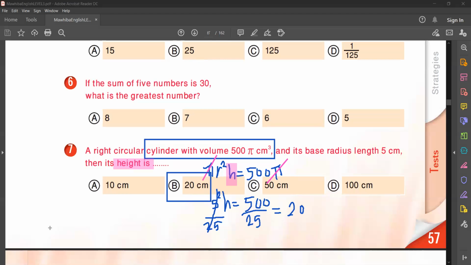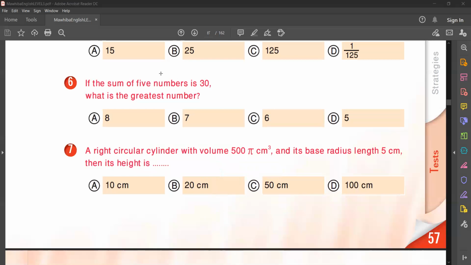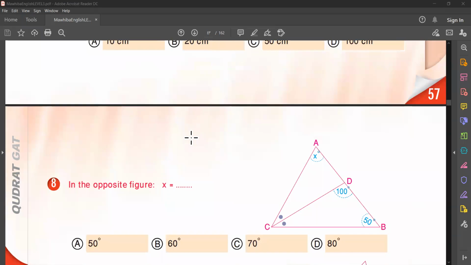Is it clear? I have r square h equals 500 pi. Then I simplify the same variable. Then I substitute r, it is 5 square, divided by 25 each side, then it is 20. Right, thank you, Fatima. Okay, now we will go to number 8.